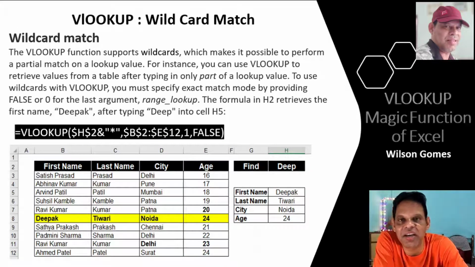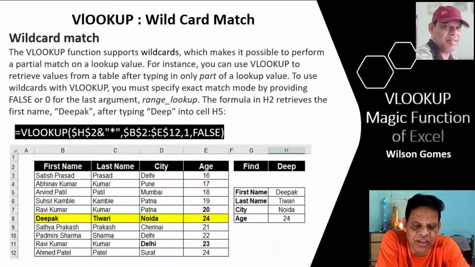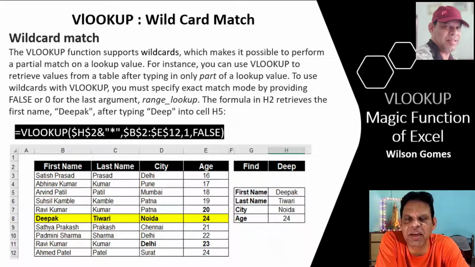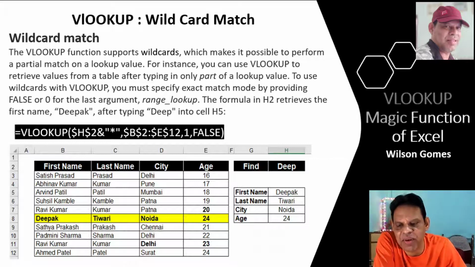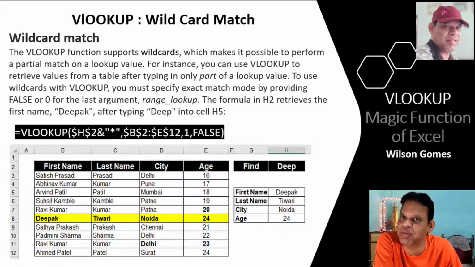Next one is about wildcard match. In wildcard match, I have got partial information. In this example, I know Deepak Tiwari by his name as Deep. But in master data or base data shown here, it is shown as Deepak Tiwari, but I know you call him Deep. That also is no issue by using wildcard match. We'll talk about it when we go to Excel again.